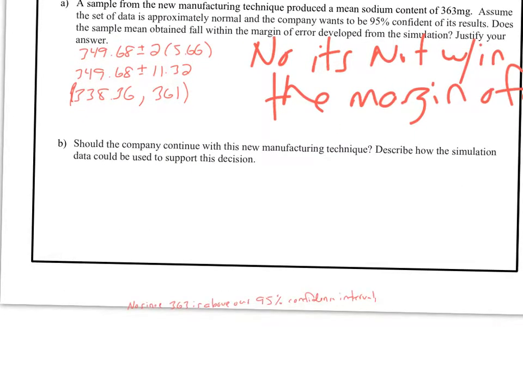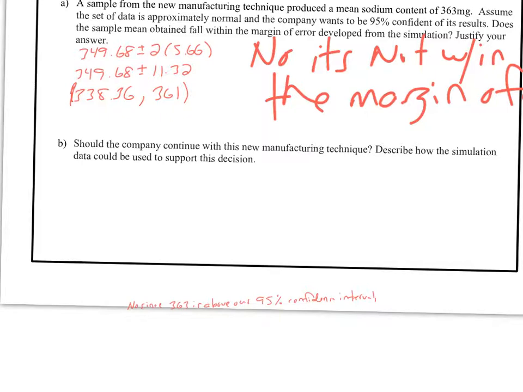All right, so there it is. The answer is no, since 363 is above our 95% confidence interval. And again, that confidence interval was from 338 to 361. It is therefore above the bounds that would occur due to random variability. So here are the bounds that occur due to random variability. 363 is the number that we got. It is clearly above that. So our answer is no. We don't want to continue with the new manufacturing technique.